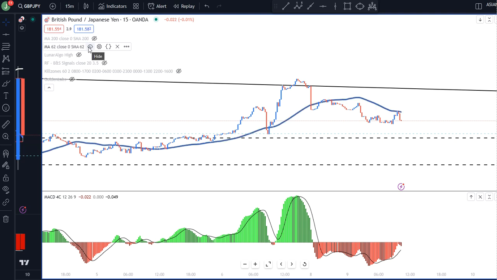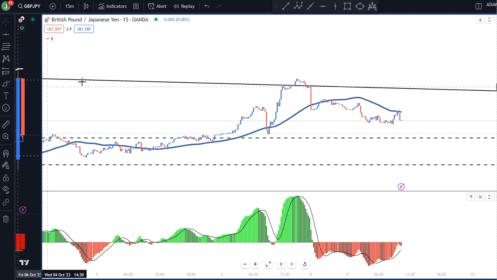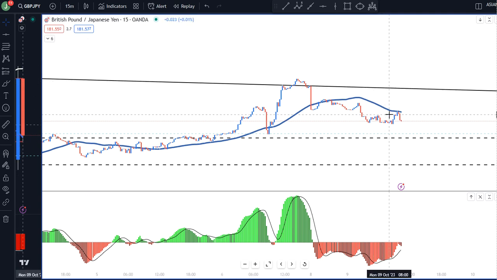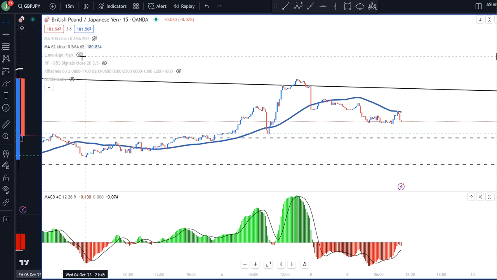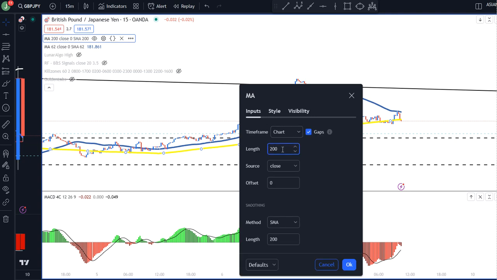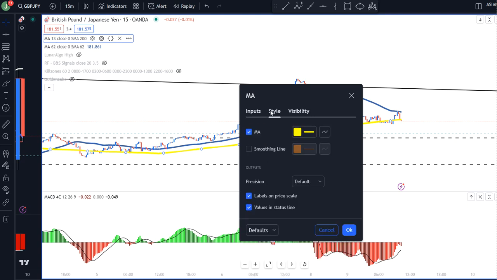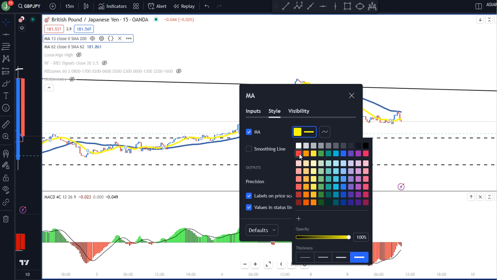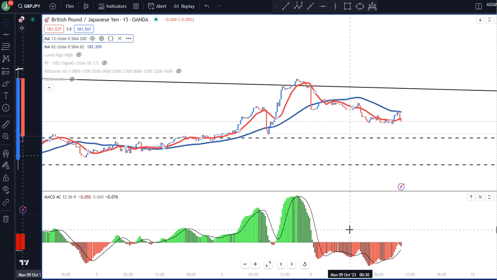then I will bring in my indicator, which is my 62, right? Which is my 62. And I usually do a 13. Or you can do a 50. This is a 200. I don't need the 200. I want to make that a 13, right? And I'm going to make that red. Right? So I'm looking for that cross. Okay.